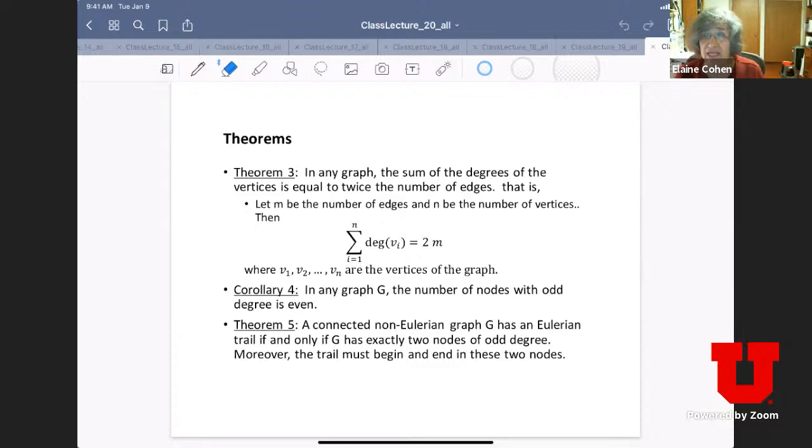Okay, now notice the presumption. We have to have a connected graph. No graph that's not connected can be Eulerian because you can never go through all of the edges and start and stop at the same place, or even different places, because you can't get to one component from the other. There are no edges between the components.